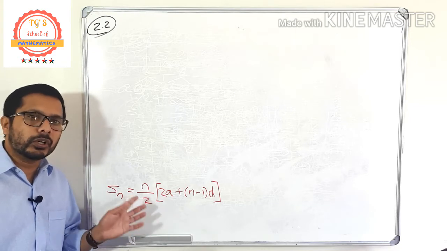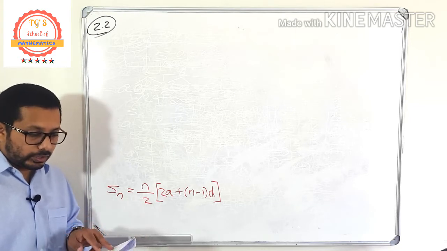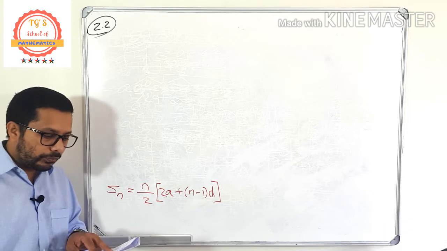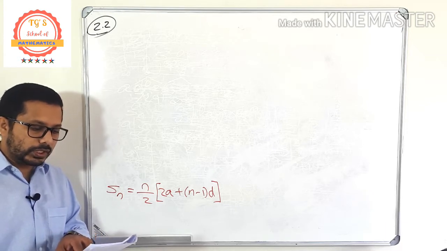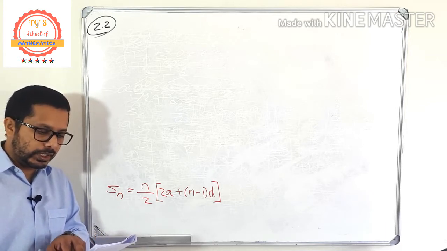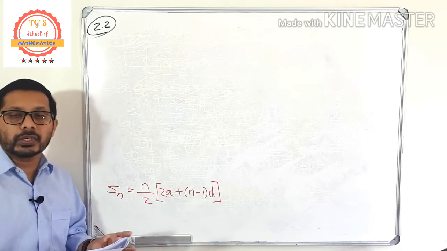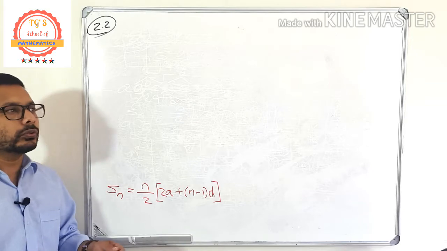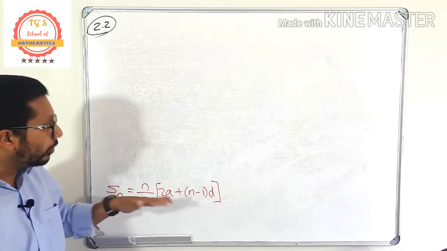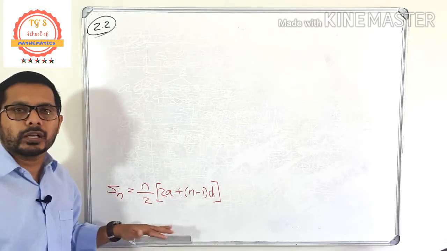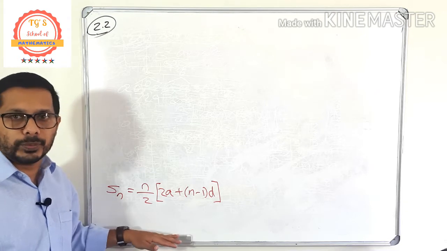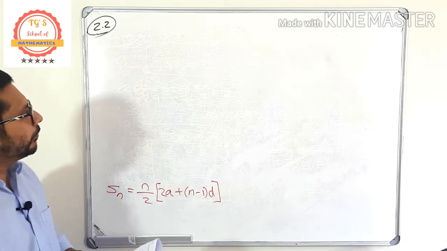So here what you want to do in this question, look at that question once more. Derive a formula for the sum of the first n terms of an arithmetic sequence, if the first term of the sequence is a and common difference is d. So you have to derive this one. You have to show how this formula comes, or how you get this formula.